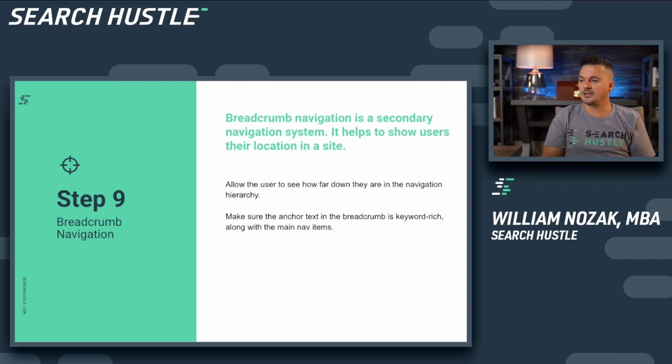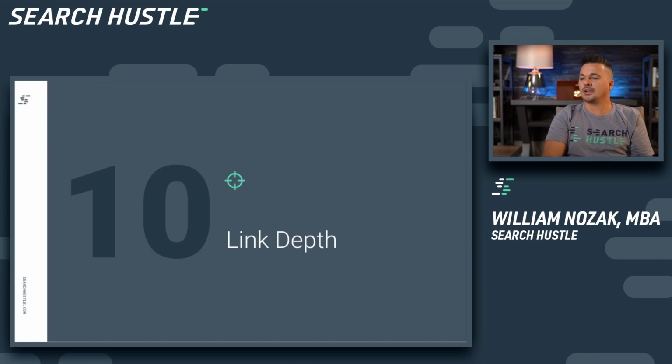Make sure the anchor text in the breadcrumb is keyword rich, along with the main nav items. We certainly don't want it to be long and obnoxious. 1-2 words is plenty. Now, link depth.